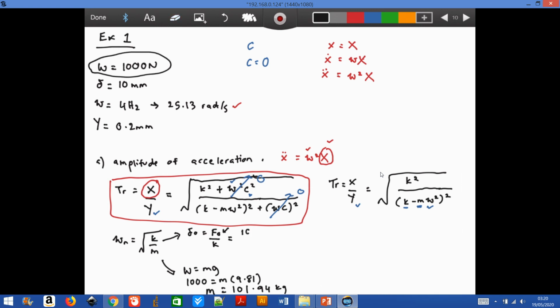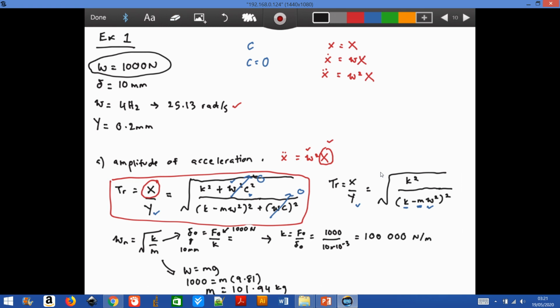So the Fo is 1000 Newton, and the delta static is 10 millimeter. Therefore, K is Fo over delta static, which is 1000 Newton divided by 10 millimeters, equals 100,000 Newton per meter.